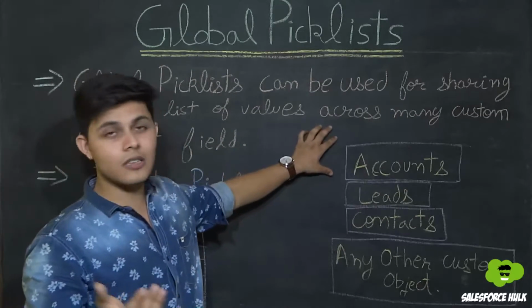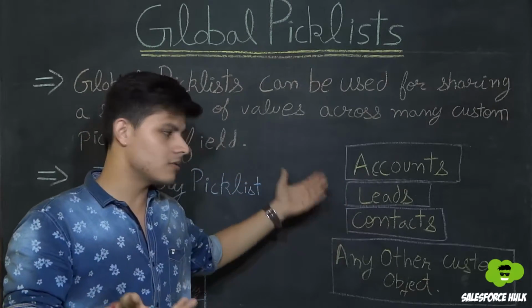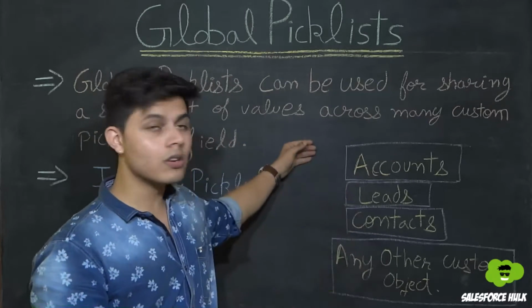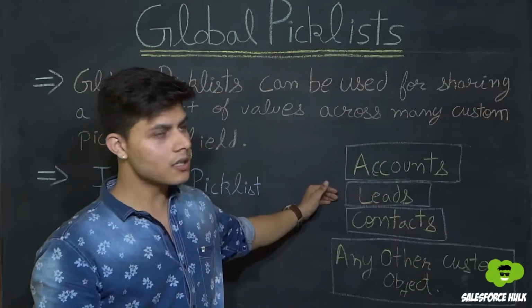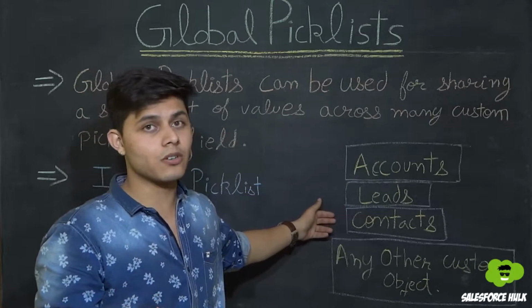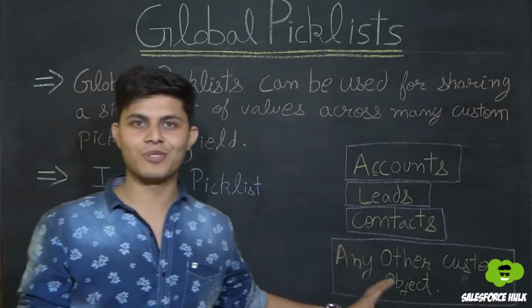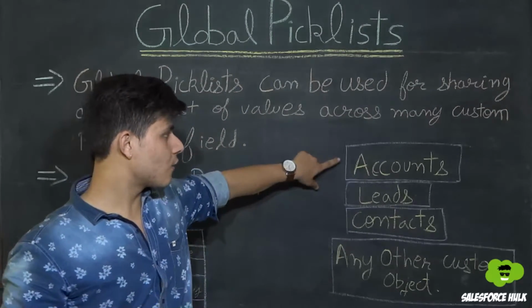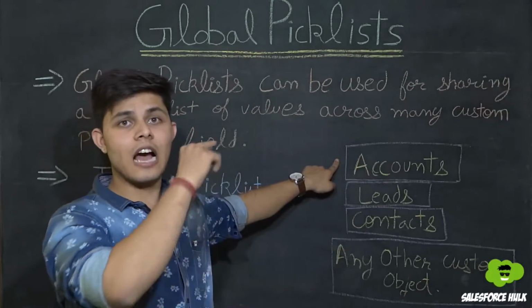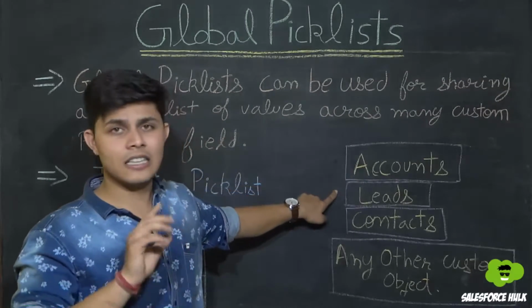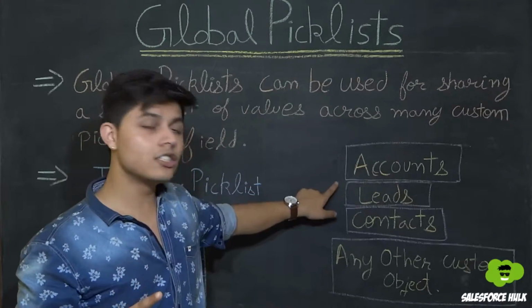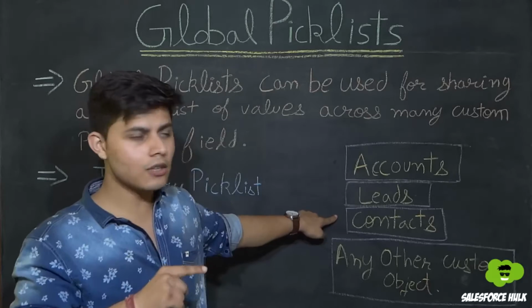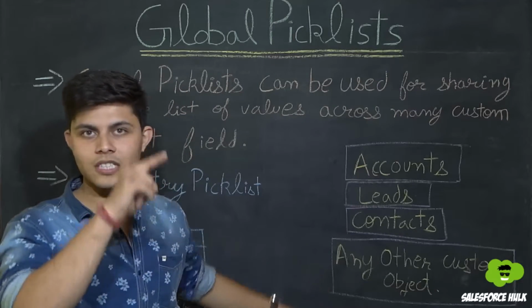Say you're storing accounts, leads, contacts, and data in a custom object, and you want to track which industry a particular account is from, which industry a particular lead is from, which industry a particular contact is from, and which industry a particular custom object record is from. In that situation, you'll create a picklist field on accounts with its own values, and you will have to create the same picklist field on the leads object with the same values, the same on the contacts object, and the same on the custom object.